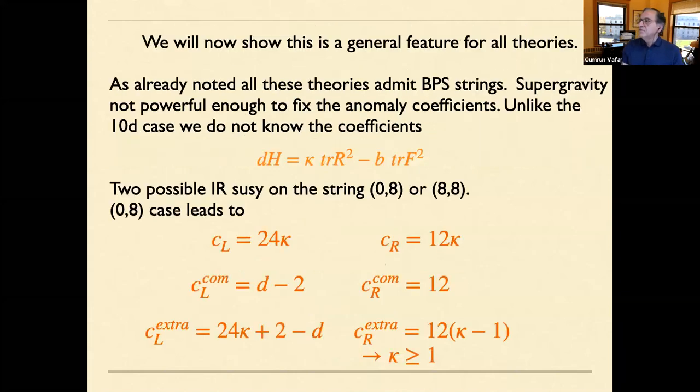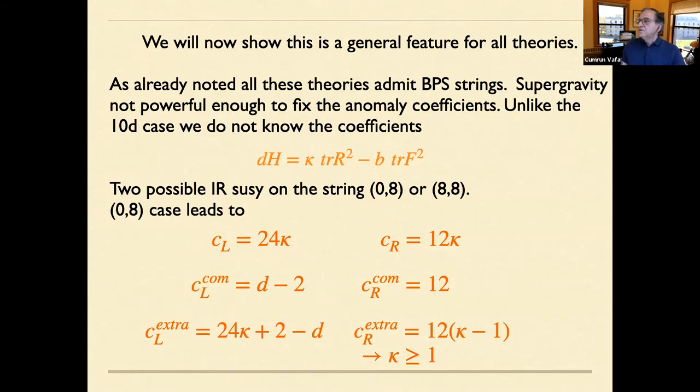Now, we show that this is a general feature for all these theories. We argue, using some of these Swampland principles, that you can actually see why they cannot be ranked bigger than 26 minus D. As I already noted, these theories admit BPS strings, but supergravity in this lower dimension is not powerful enough to fix all the anomaly coefficients, unlike the 10 dimensional case.